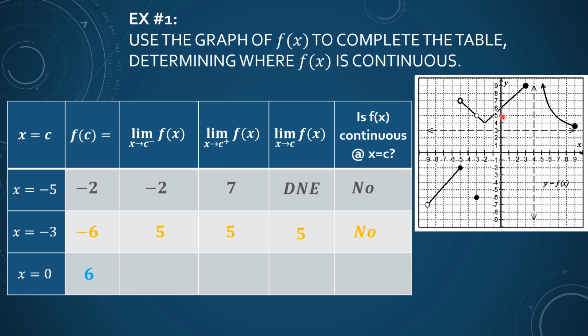All right, at 0, so x equaling 0, f of 0 is 6. The limit as x approaches 0 from the left is 6. The limit as x approaches 0 from the right is also 6. Therefore, the limit at 0 is 6. Is the function continuous at x equaling 0? Yep, it sure is. You got it. The function equals 6 at 0, and its limit also equals 6.